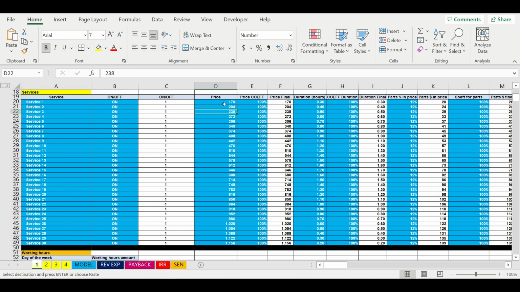Then we set up pricing for our services. Then we have the coefficient for pricing, because, for example, we don't want to adjust these values. We just want to play with these coefficients, because if we are done with the cash flow statement, we just want to know what will happen if we increase pricing by, for example, 30%. So we can do it like this, for example.